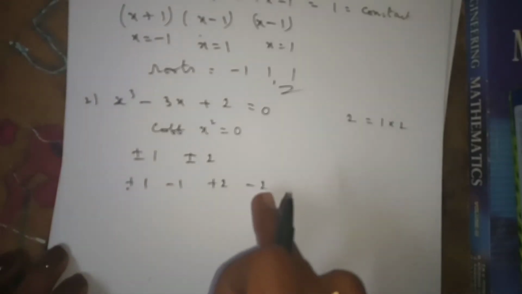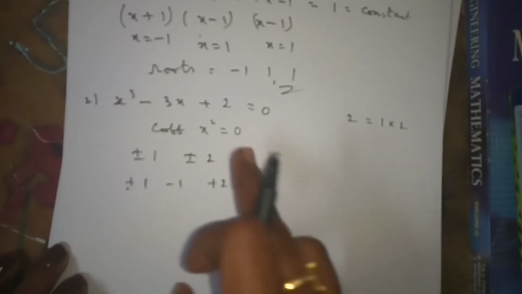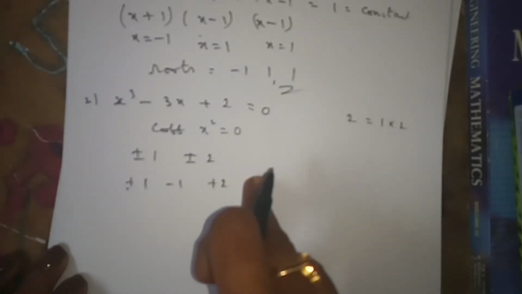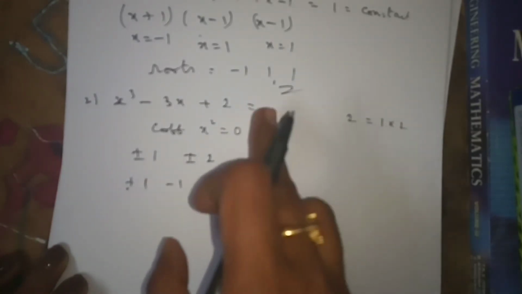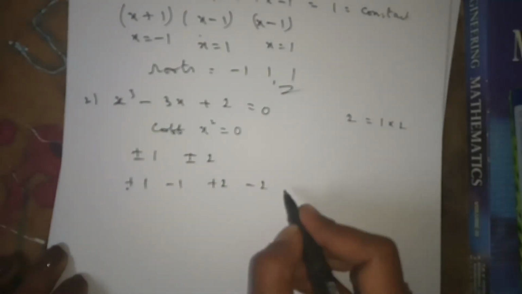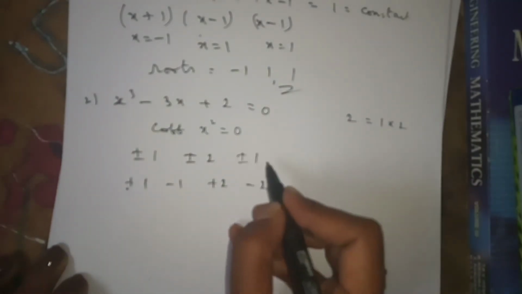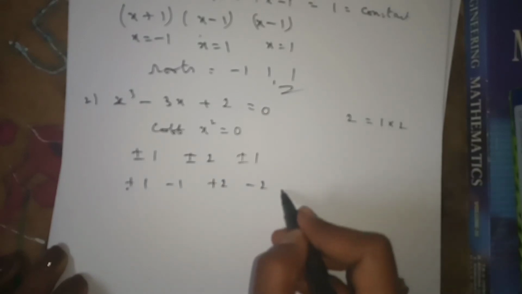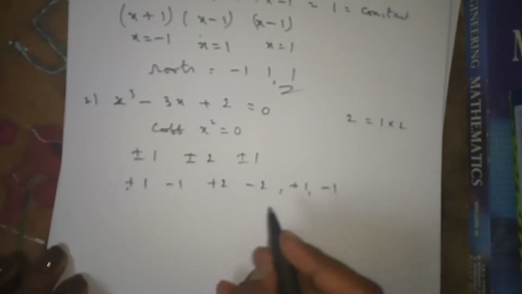By adding any of the 3 numbers, if you get the coefficient of x square, and by multiplying any of the three numbers you get the constant term, you can proceed further. If you are not getting it in such a manner, you have to add one more. One more means plus or minus 1. Plus 1, minus 1. Now we will see.